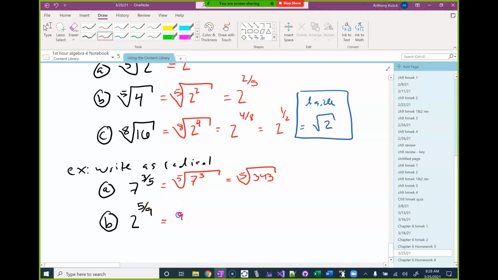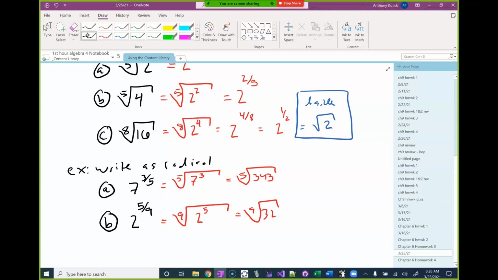And then if I did 2 times 2 times 2 times 2 times 2 into my calculator, or I type in 2 to the 5th, either one is fine, I get 32. So this is the 9th root of 32. Okay with that? So we've seen now how to go back and forth between radical to exponential and exponential back to radical, right?